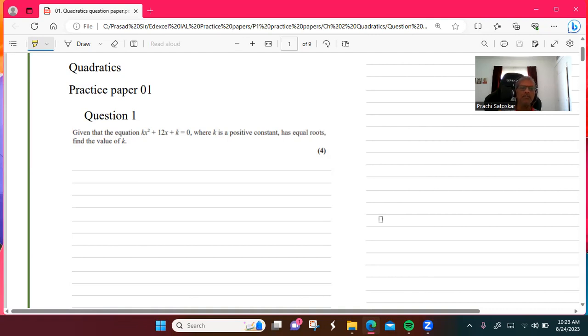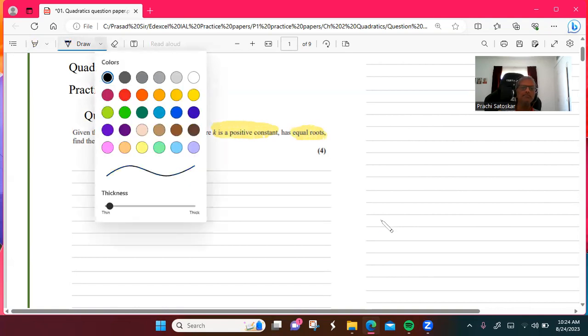Given that the equation kx square plus 12x plus k is equal to 0, where k is a positive constant, has equal roots. So these words are important. It is given that k is a positive constant and as well as the roots of this quadratic equation are equal. So let us start this solution.